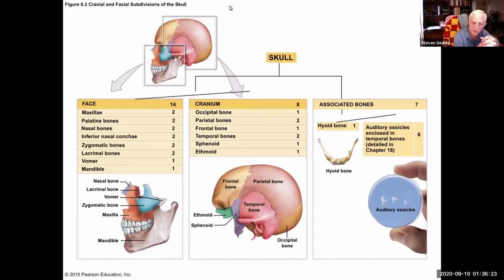You got 7 associated bones. You got a hyoid bone, which is a free-floating bone underneath your mandible. It doesn't articulate with any other bone. And there's 3 auditory ossicles in the ear on the right and on the left. That makes up 7. Those are your malleus, your incus, and your stapes. And we'll go through each of those. They're the smallest bones in the human body. The largest bone is your femur in your leg. Smallest ones are your auditory ossicles, the 3 of those.